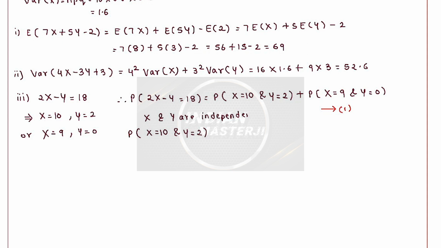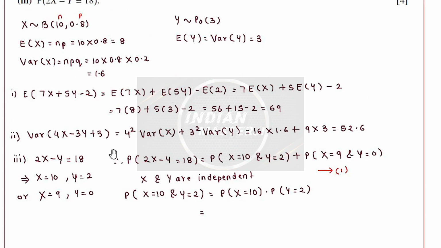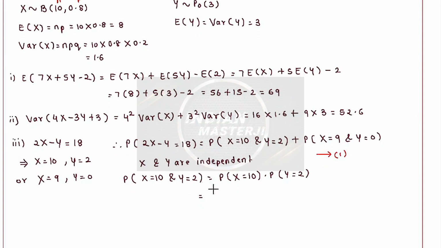So whenever the variables x and y are independent, the probability of x equal to 10 and y equal to 2 will be directly equal to what? Probability of x equal to 10 times probability of y equal to 2. Correct? So this will be equal to what? X is following binomial distribution and y is following Poisson distribution. So probability of x being equal to 10 will be equal to what?